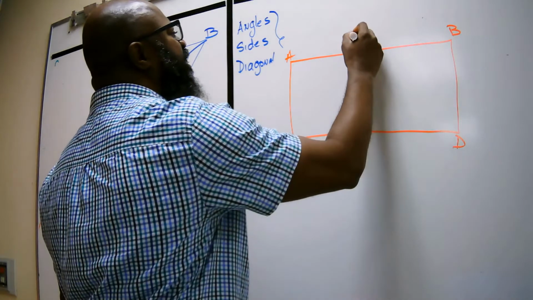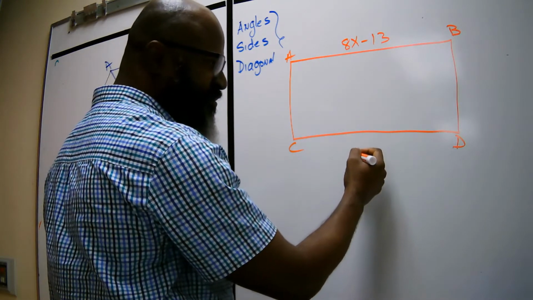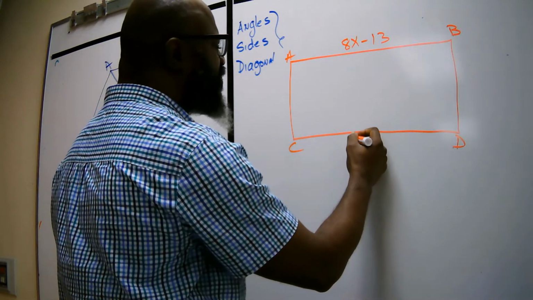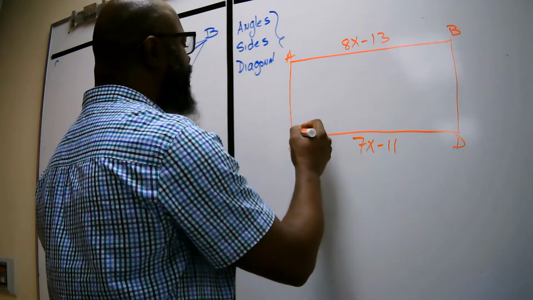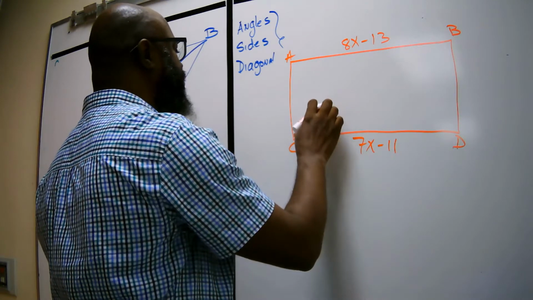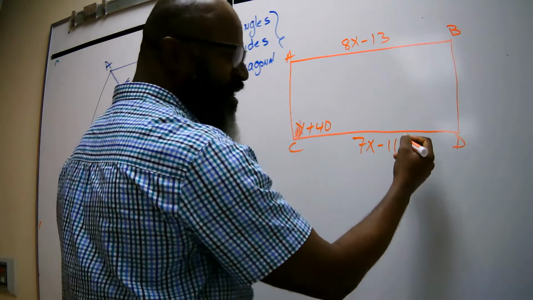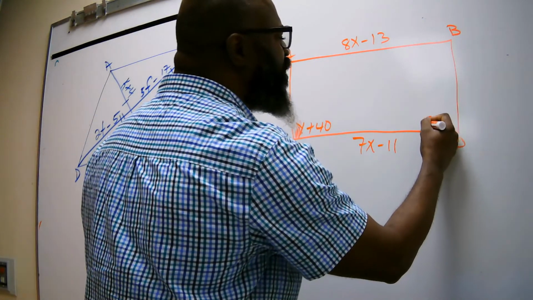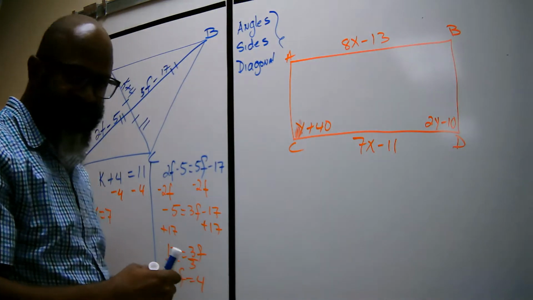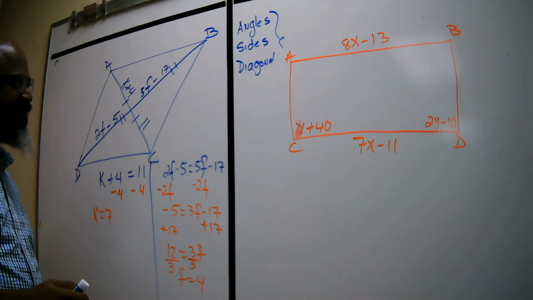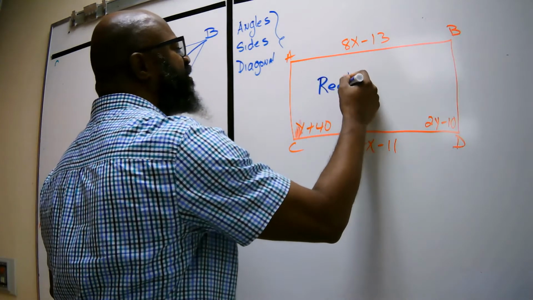It tells me this is 8x minus 13, and this is 7x plus 11, and also I have y plus 40, and I have 2y minus 10 here. Then I have been told to solve for the missing information, and I was told it was a rectangle, very important.